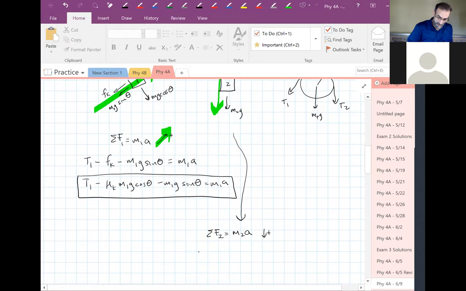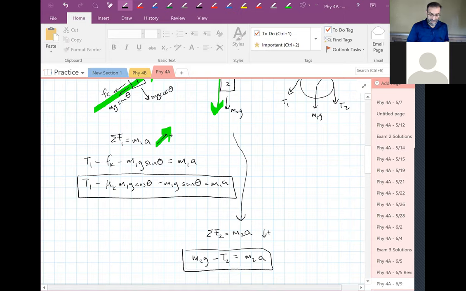That means I have m2g in the positive direction, T2 in the negative direction. And there's my second equation with two unknowns, but now I have a new unknown. I have T2 in there. So I've got a total of three unknowns, T1, T2, and the acceleration. I only have two equations. I have to keep going. I need a third equation.